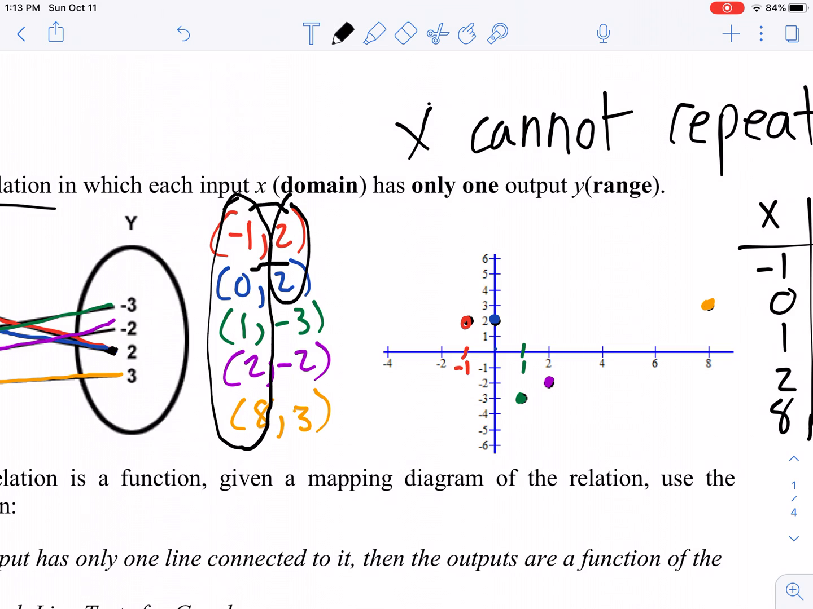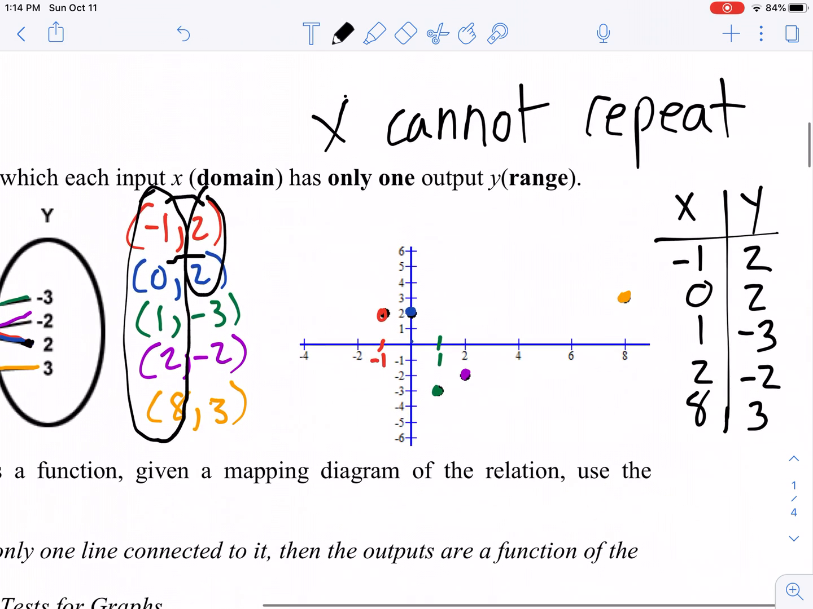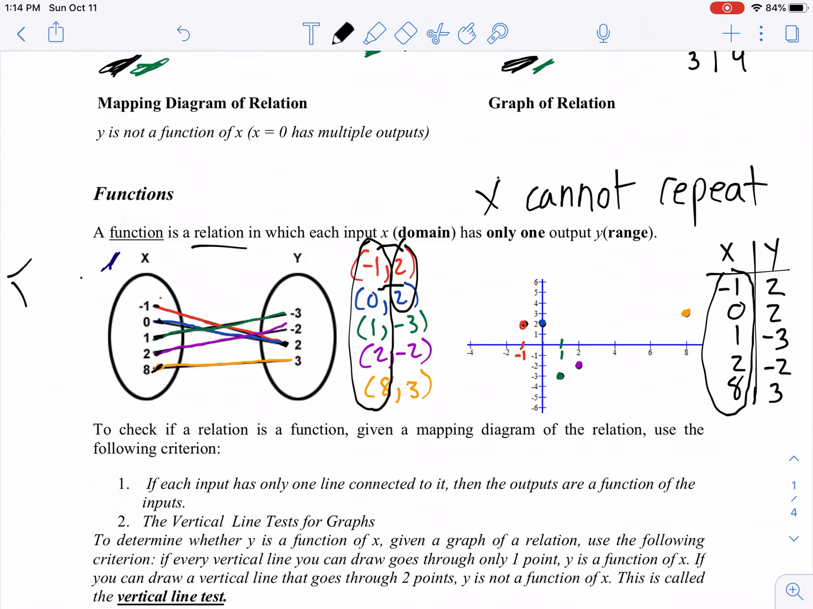That's only one y attached to it. Y's can repeat, x cannot. Okay? Then you see the same thing on our graph here. So notice, if I look at each one of these, each x is only going to one y. And then same thing here. There's no repeat in x, so we're okay there. So these guys would be a function. Okay? This would be a function.